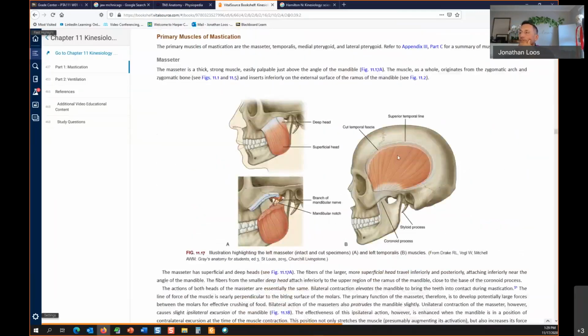You get a nice view of the temporalis muscle coming down behind the zygomatic arch, and then you can see how thick the masseter is. I mean, it's just a thick muscle. It's most of the bulk of the jaw, and it has its two heads: superficial head and deep head. It's right underneath the zygomatic arch, whereas the temporalis is coming down behind the zygomatic arch.